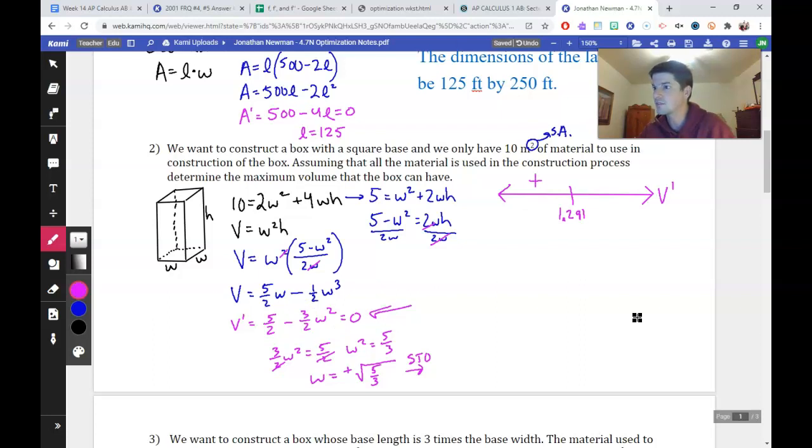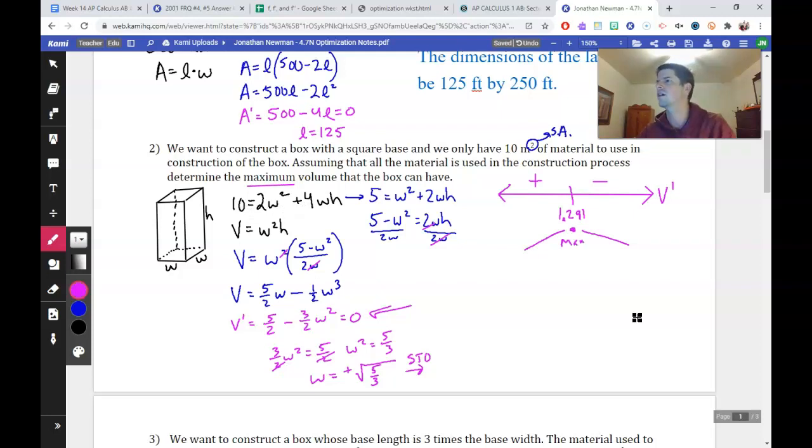If you plug in a really big number, so say 100, this is going to be way larger, and it's going to be negative because of that negative there. So we're going to have a negative number there. So that means we're increasing and then decreasing. So this is a maximum, which is good because we want to find the maximum volume. All right. So now that we got that, that's a maximum.